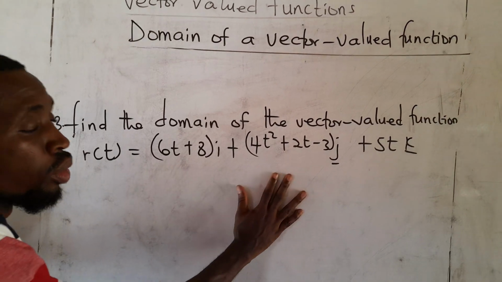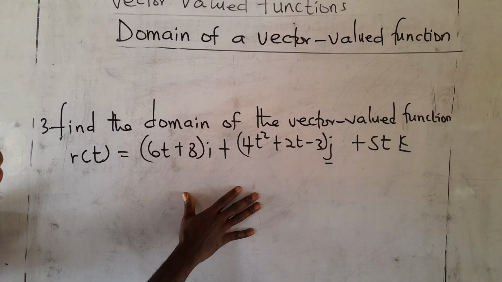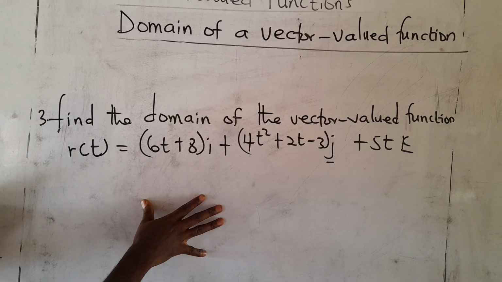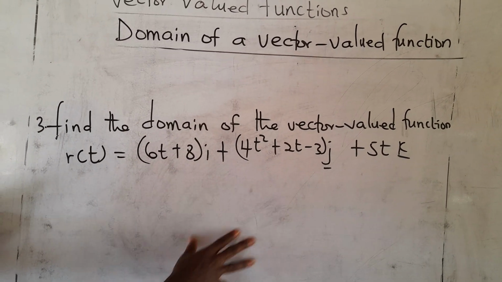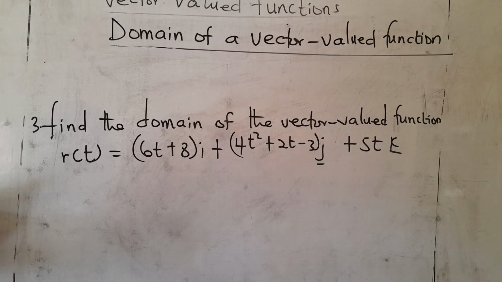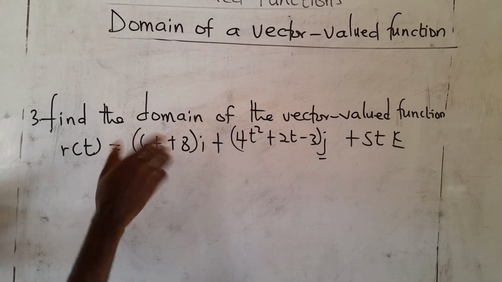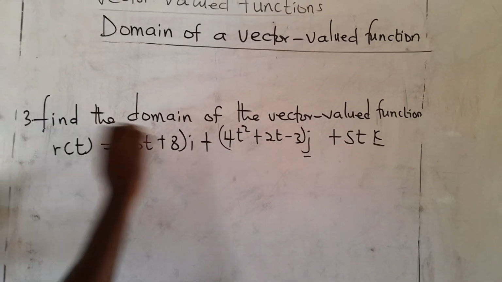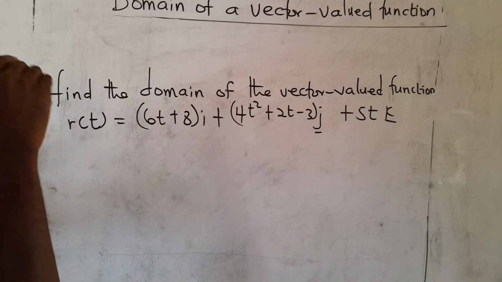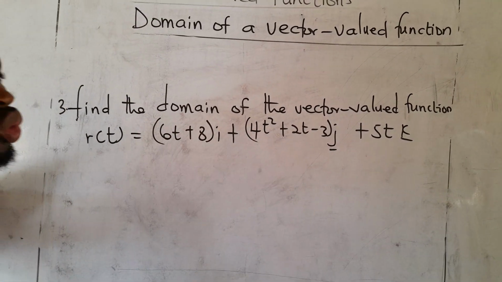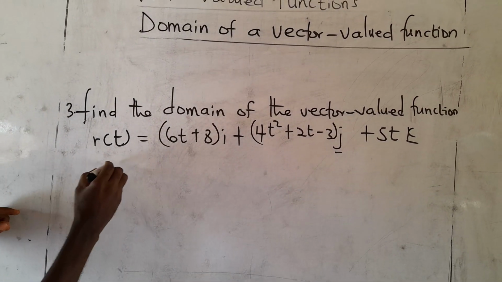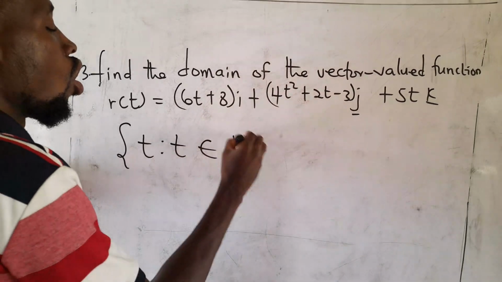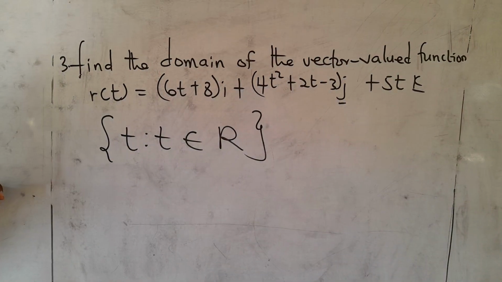These are all simple functions. So there are no logarithmic functions here. There is no square root and there are no fractions. Then we can say that all the possible values of t will satisfy this function. That is, no value of t will make this function undefined. Then we can say that the domain is that t is such that t is a member of all real numbers. I hope you get that.